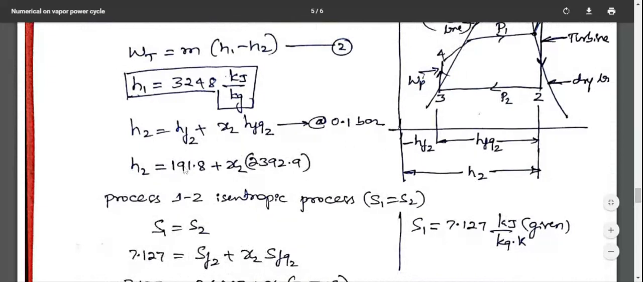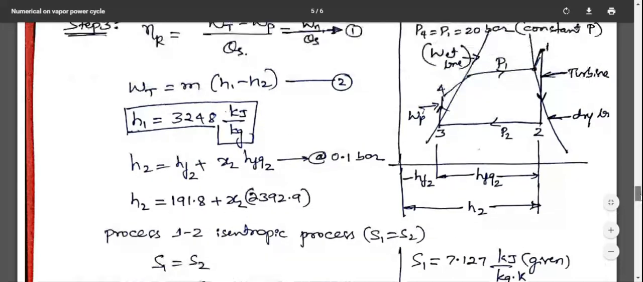So H2 is equal to HF2, which I have substituted. I don't know the value of X2, so write it as it is, because it has not been given in the condition or in the numerical data. And HFG2 is at 0.1 bar. We have taken the values, but the unknown is X2. And we know that 1 to 2 is an isentropic expansion process. So during an isentropic process, S1 is equal to S2.